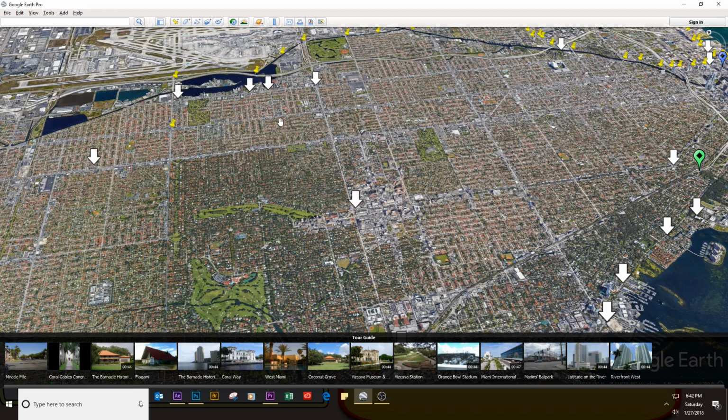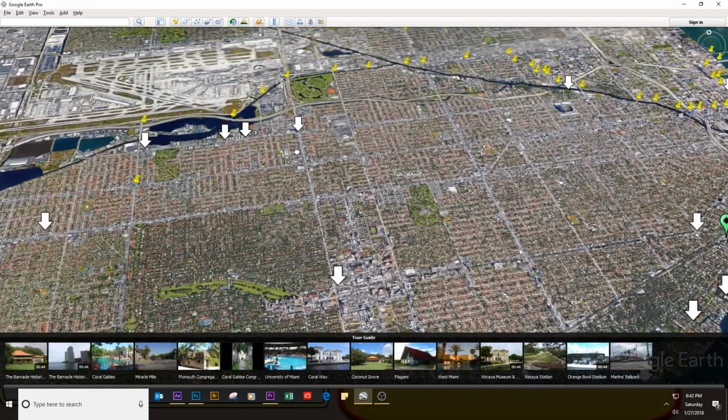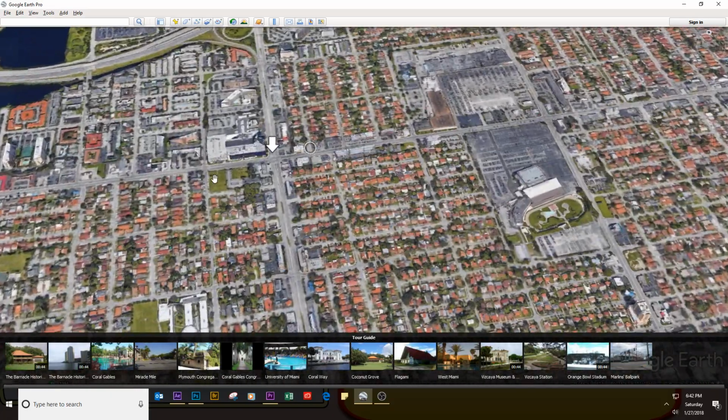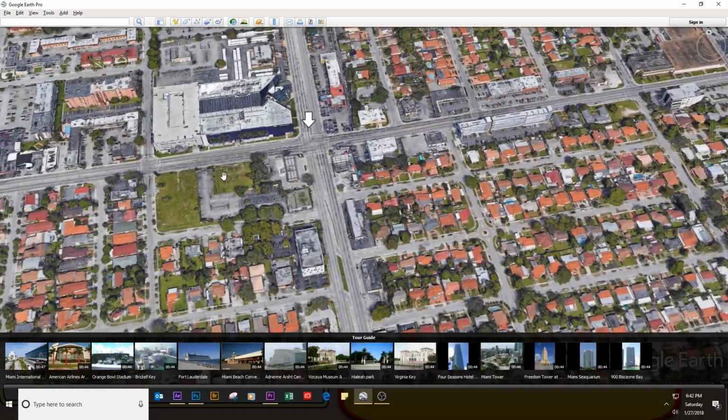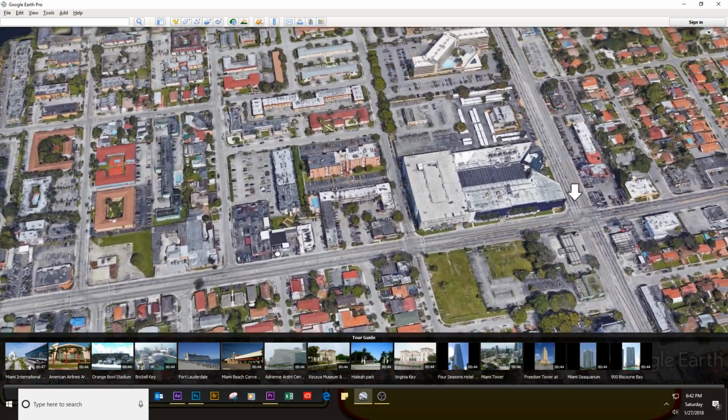Remember, your inside is yellow. This is 7th Street, Northwest 7th Street, with some buildings. As a matter of fact, let's look at them. This is where Le Jeune and 7th Street is.